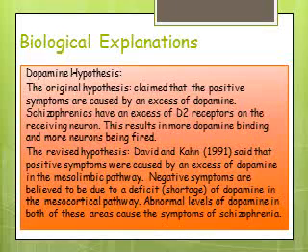The revised hypothesis states that positive symptoms are caused by excess dopamine in the mesolimbic pathway, and the negative symptoms are believed to be due to a deficit, so a shortage of dopamine, in the mesocortical pathway. Abnormal levels of dopamine in both these areas cause symptoms of schizophrenia.